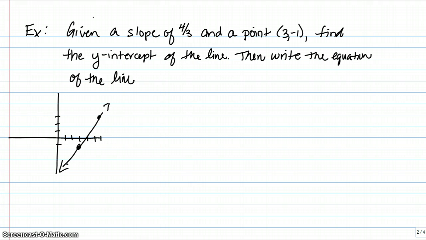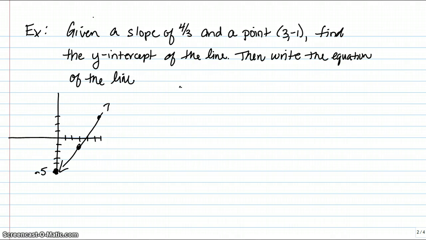So to find the y-intercept, we could just extend this line out or count down 1, 2, 3, 4, and then over 3. So it should land about right there. That's -1, 2, 3, 4, 5. So it should be -5. But we don't want to have to graph every single time.